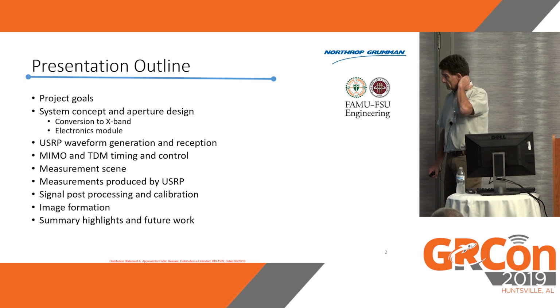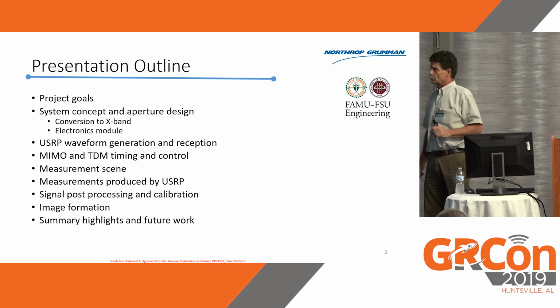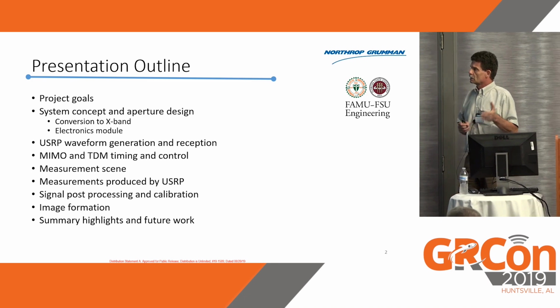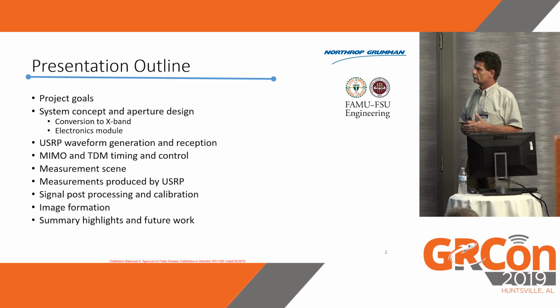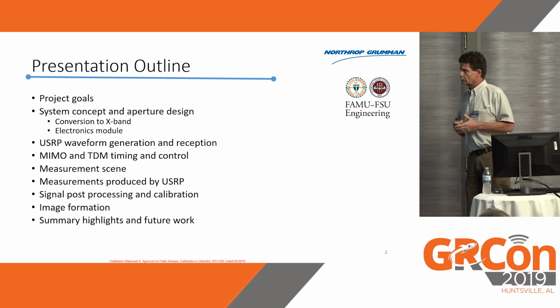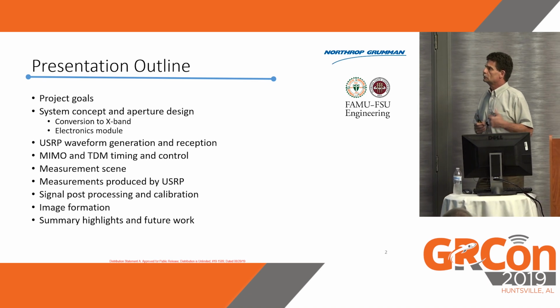Then I'm going to go over the system concept we pursued, give you a context on what we're trying to do, big picture, ConOps. There's a conversion to X-band component. The USRP starts at the lower IF. You can't get the X-band. And to keep a reasonable antenna size, we had to upconvert. There's an electronics module which contains the USRP and other electronics to do the full thread radar function.